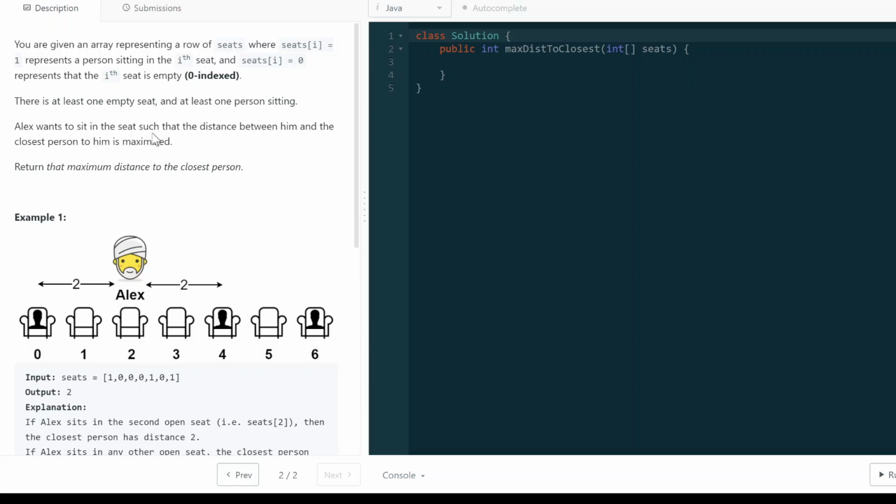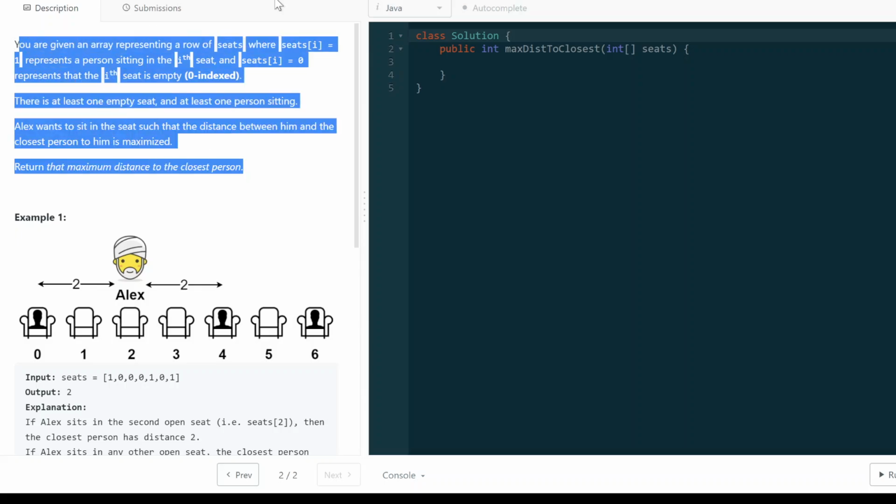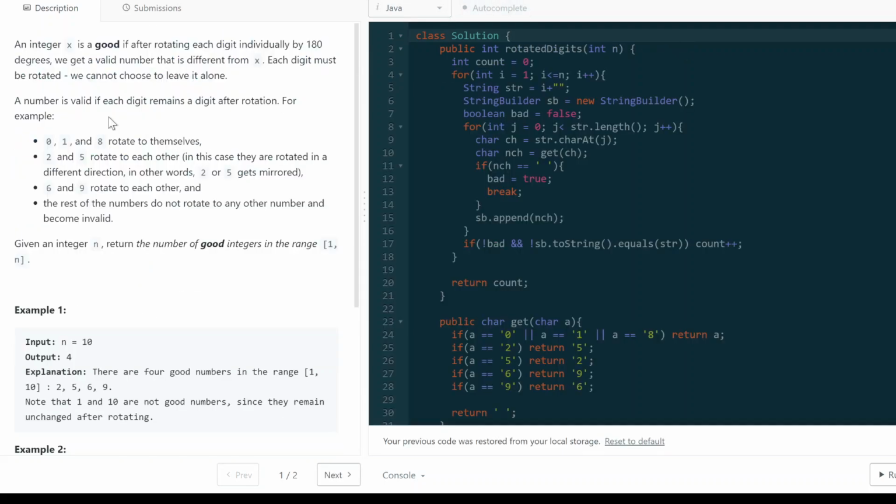Alex wants to sit in the seat such that the distance between him and the closest person to him is maximized. Return the maximum distance to the closest person. It seems easy actually. At least we are able to understand the question in one go. But here in this question, it is so.